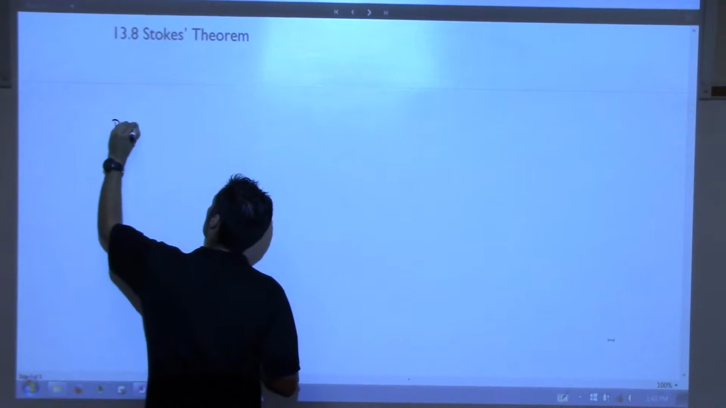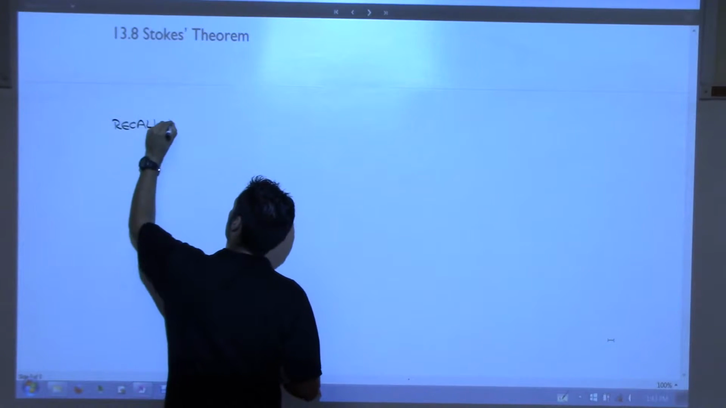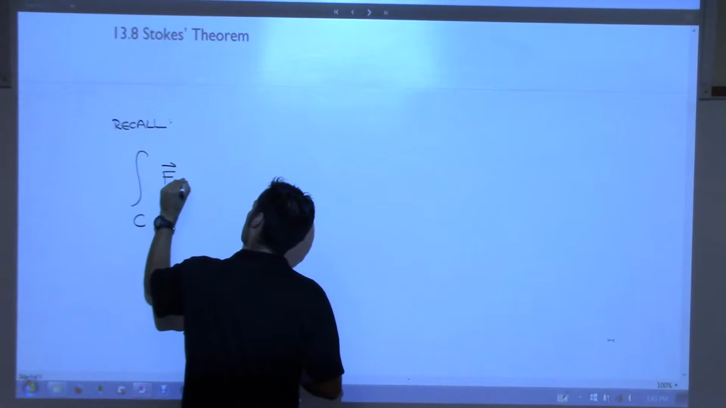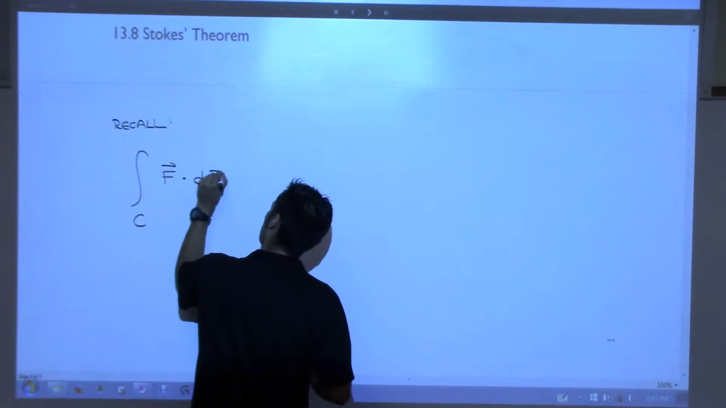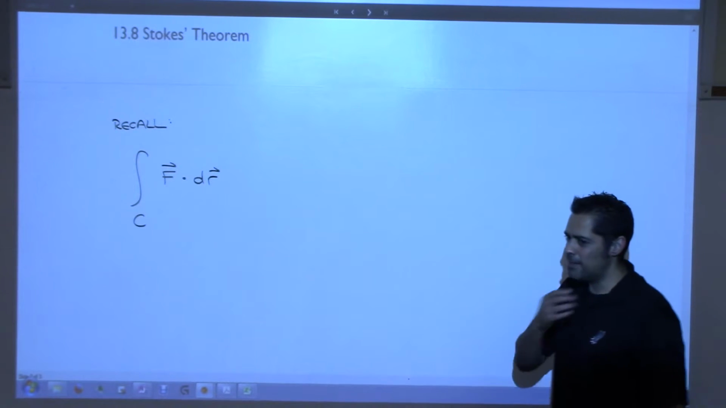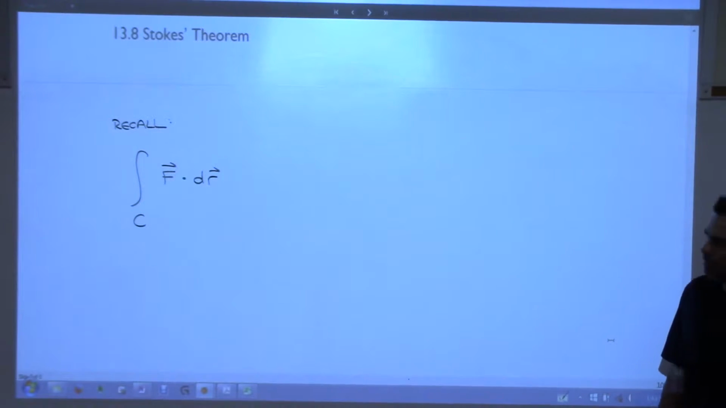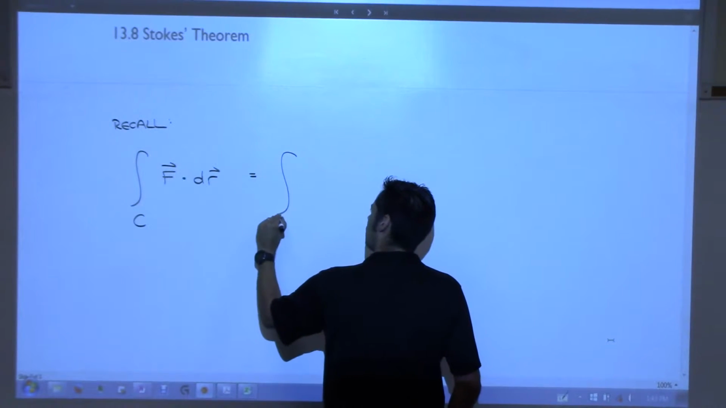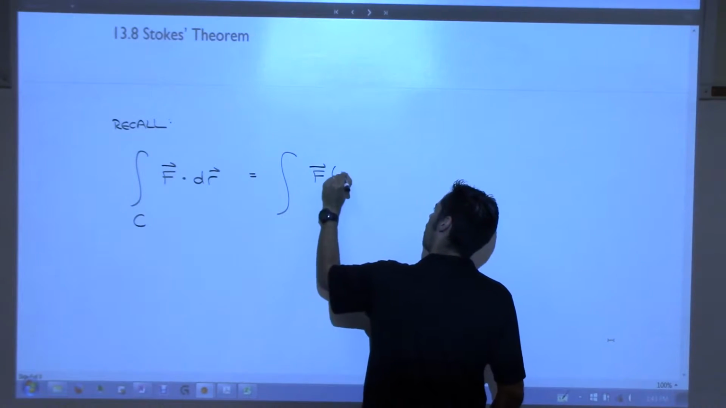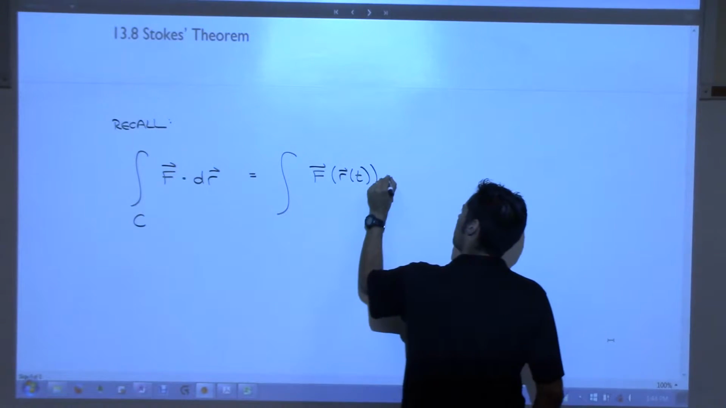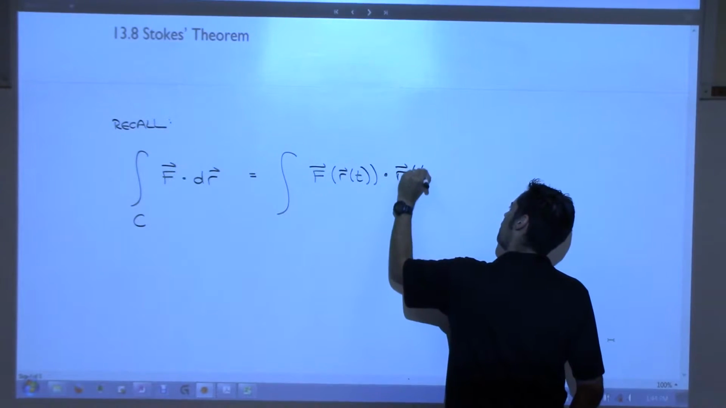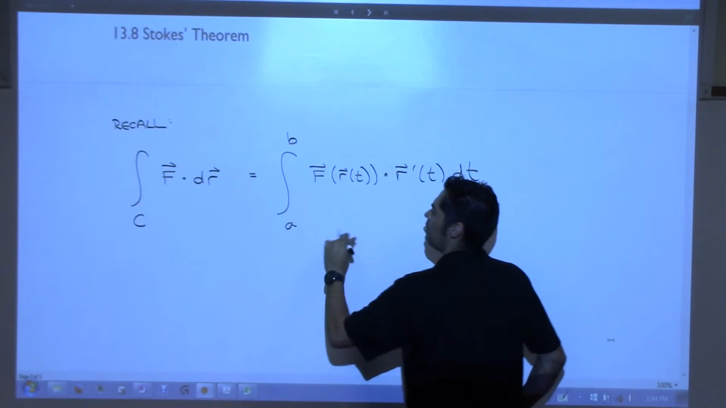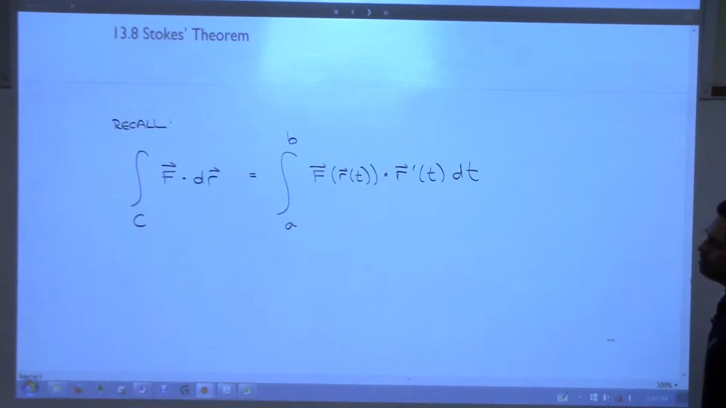So recall line integrals on vector fields. Do you remember that? And there was a formula for this. This was the line integral, and then you were going to take F, plug in r of t, and then dot that with the derivative of r, dr/dt. You're going to have some restrictions on t, which are going to be your limits of integration.